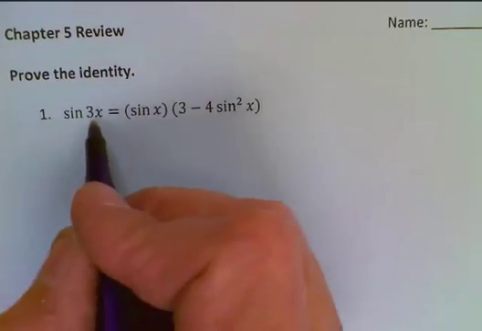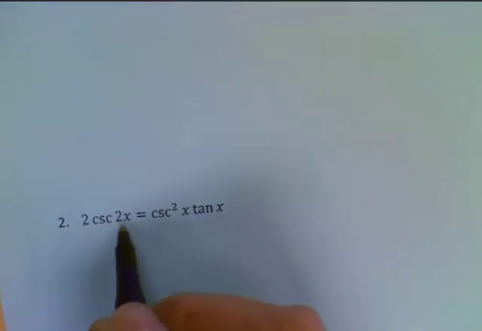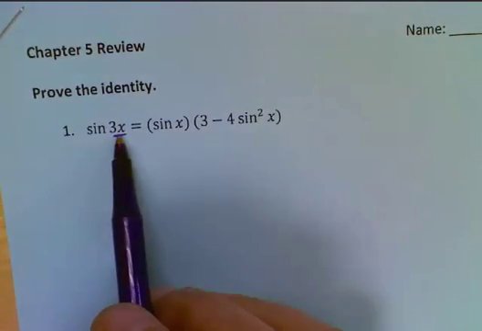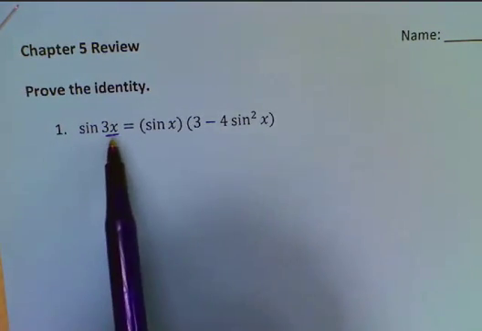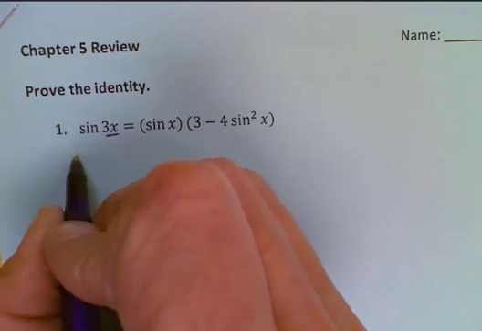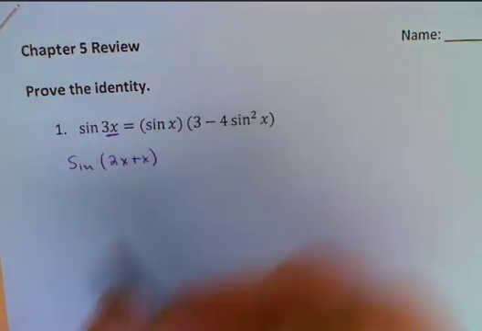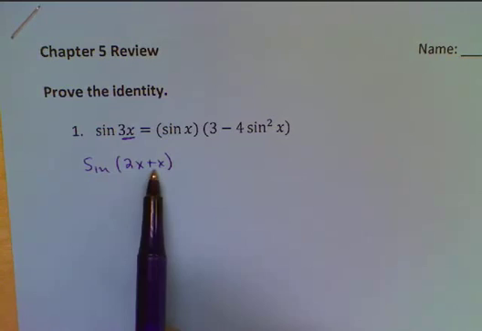So when you look at these, there's probably going to be one that either has a 3x or a 2x, or down here a 4x. So you want to start with that side, and you want to break it up into something that you can work with. So if it's 3x, you don't have any formulas for 3x. But you do know you can write this as the sine of 2x plus 1x. Okay, so all I'm doing is rewriting the sine of 3x as 2x plus x.